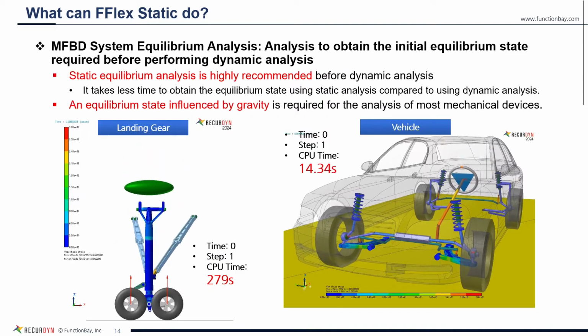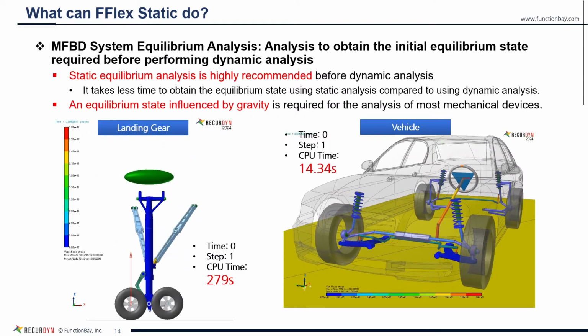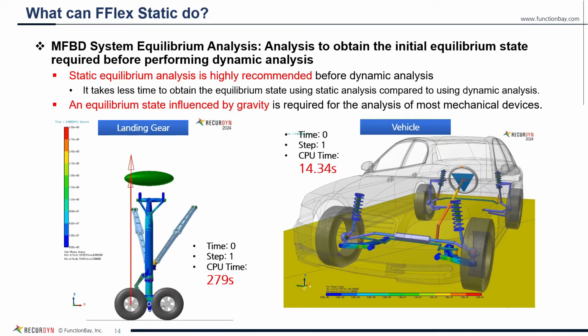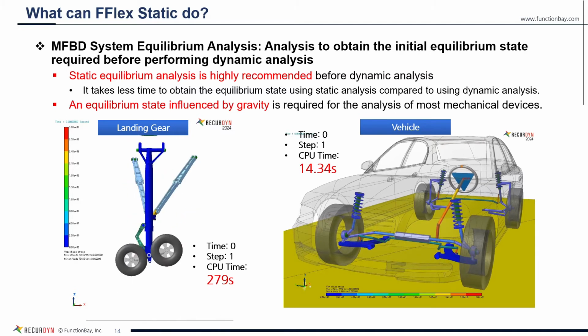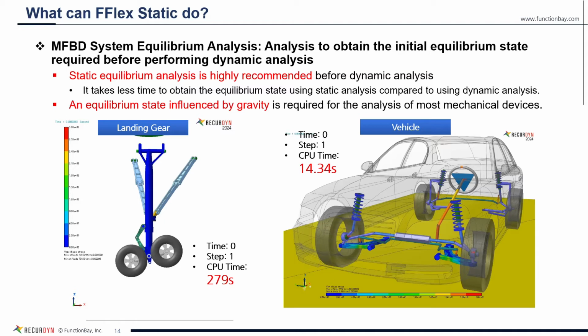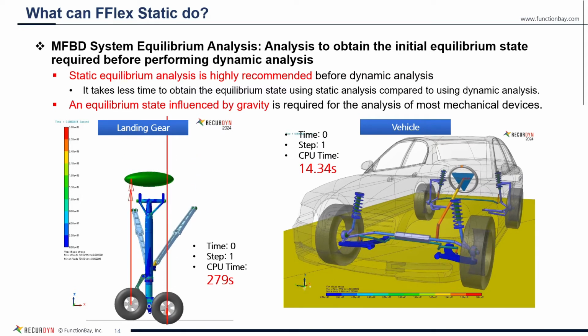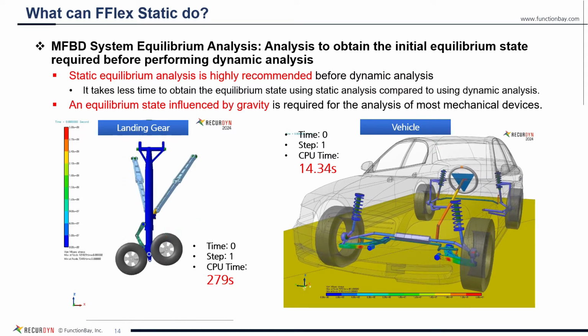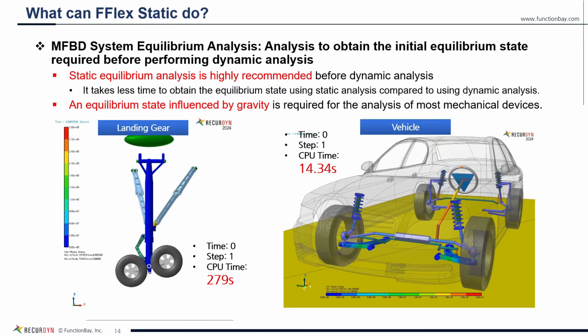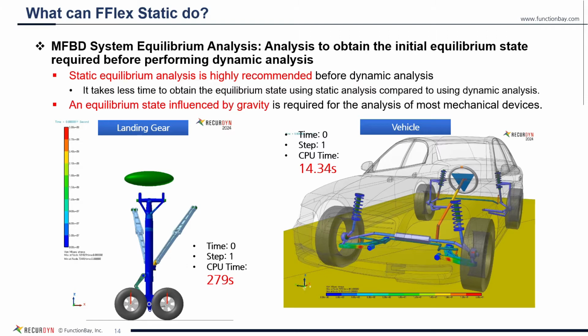Finally, static equilibrium of a complex system can be obtained using F-flex static. Most dynamic analysis engineers will likely use this type of analysis the most. All mechanical systems on Earth start operating in a state of static equilibrium in a gravitational field. A typical example of this is a vehicle. A similar example would be the landing gear of an aircraft.